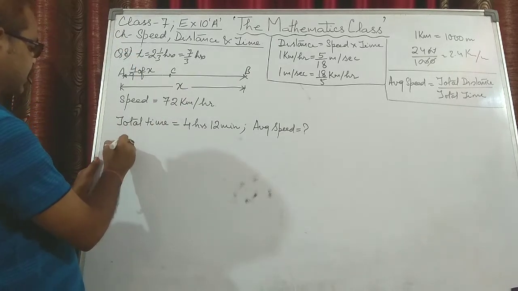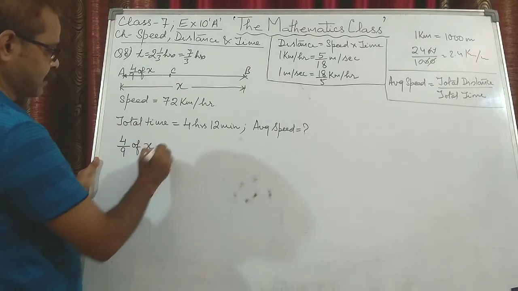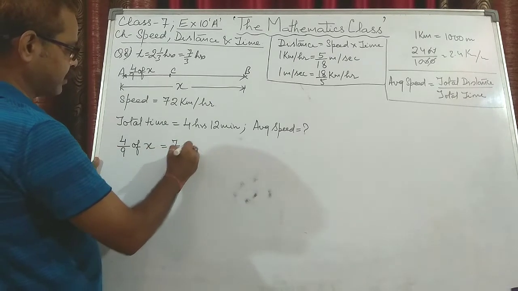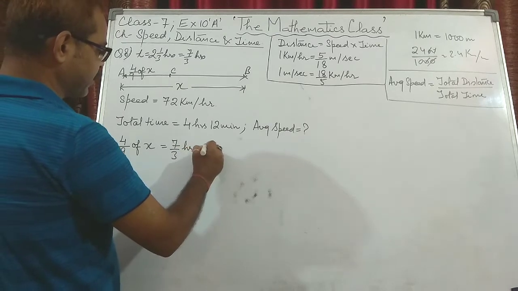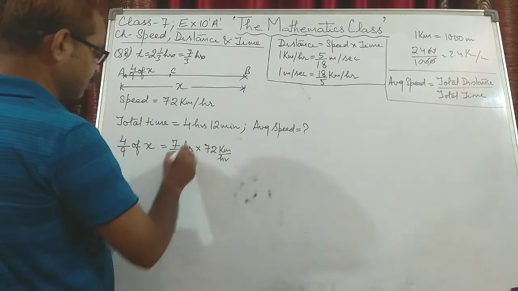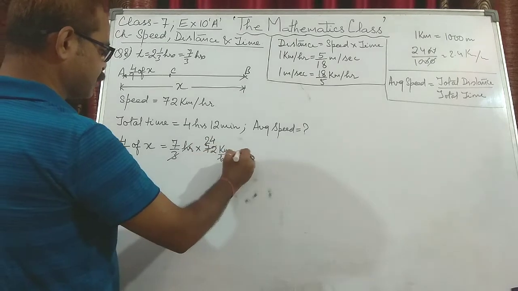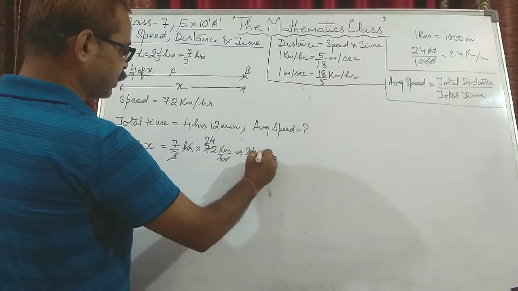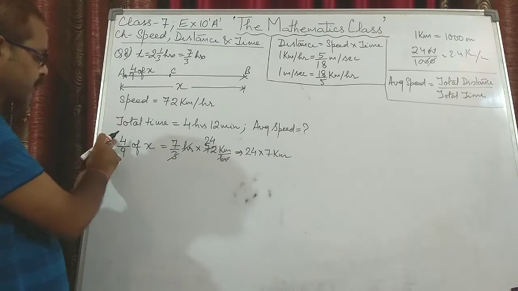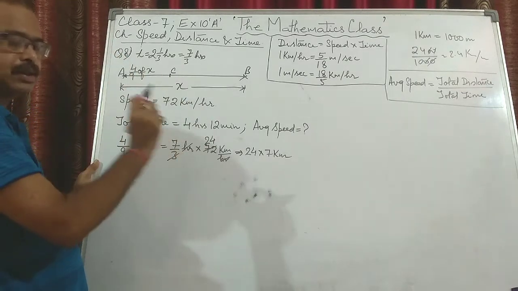We know that 4 upon 9 of the total distance takes 7 upon 3 hours if that person is moving with a speed of 72 kilometers per hour. So this 3 and 72 cancel. 3 ones are 3, 3 twos are 6, 3 fours are 12. So it came out to be 24 into 7 kilometers. But this is not the total distance, because this is 4 upon 9th of x. X is the total distance. We have assumed let the total distance be x.